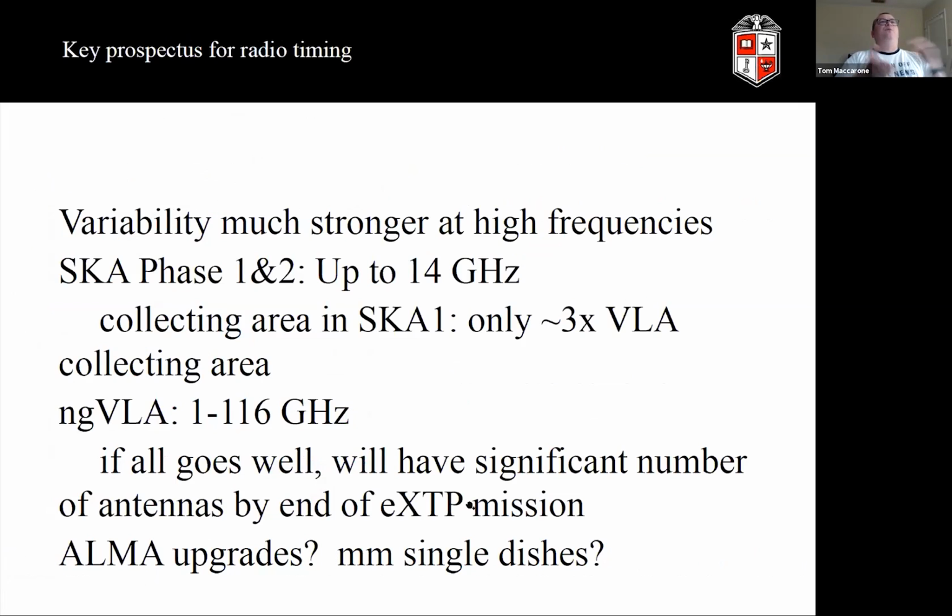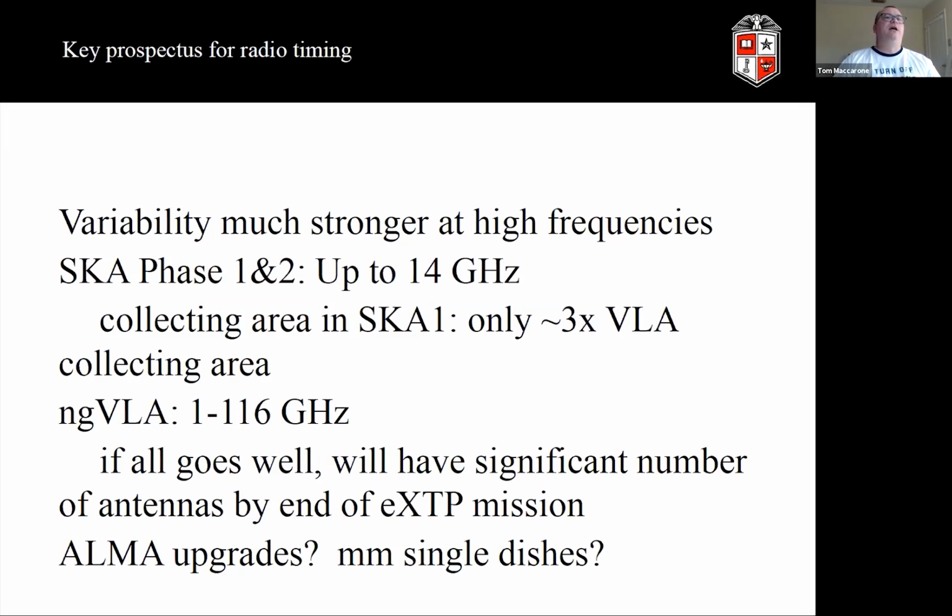All right. So what are we looking at for radio timing going forward? So remember, the variability is much stronger at the high frequencies of radio emission. The Square Kilometre Array, unfortunately, only goes up to 14 gigahertz. And the collecting area in SKA1 is only a few times the collecting area of the Very Large Array. So the SKA is probably not actually going to drive improvement in this area very much. The one way that it will help a lot is that it'll be in the south, and some of the interesting targets are too far south for the VLA. But in terms of what you can do for the sources where you do get data, SKA will not be a major advance.